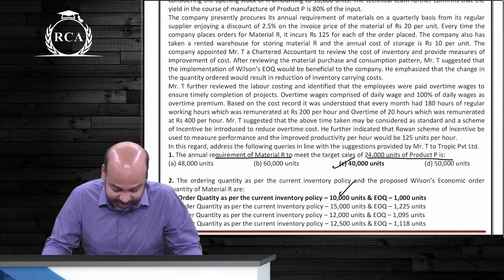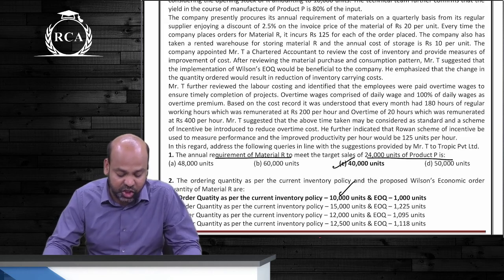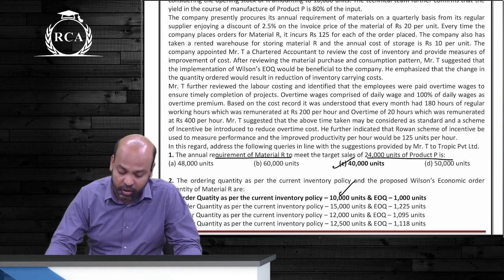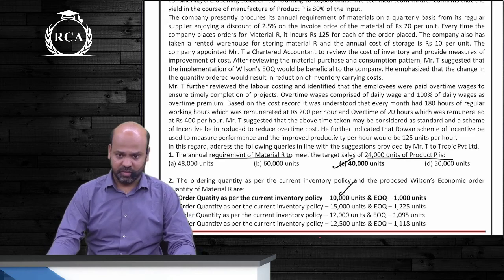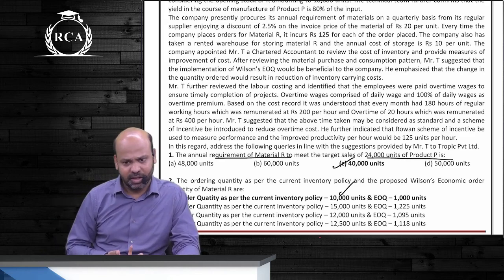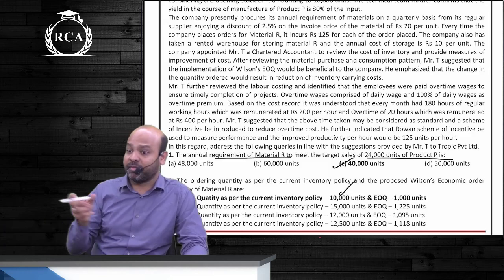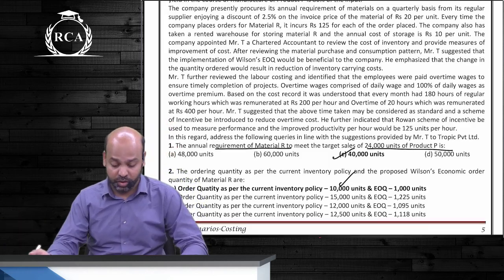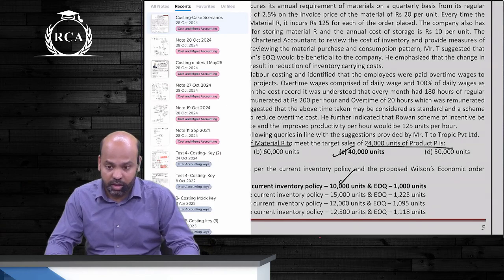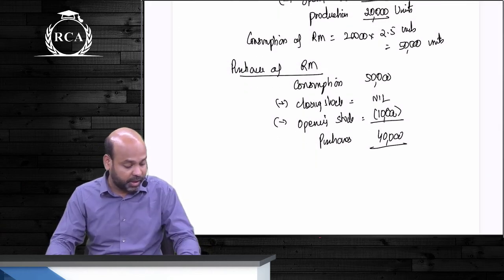But anyway, he emphasized that the change in the quantity ordered would result in reduction of inventory cost. You have to compute EOQ, compare that with the total cost of 10,000 units, yes or no? And then determine the third bit. That was the second bit.